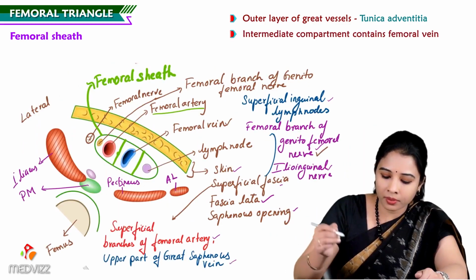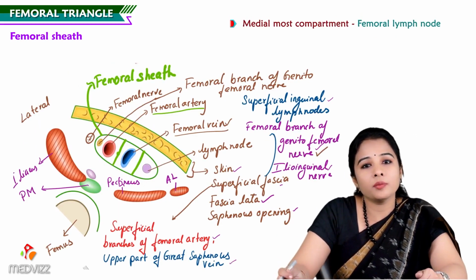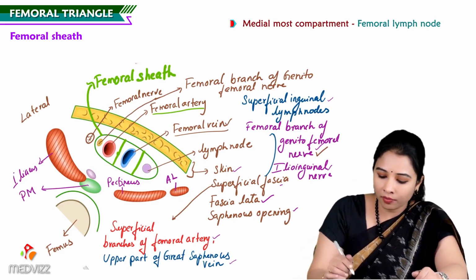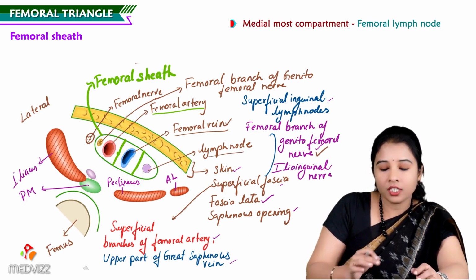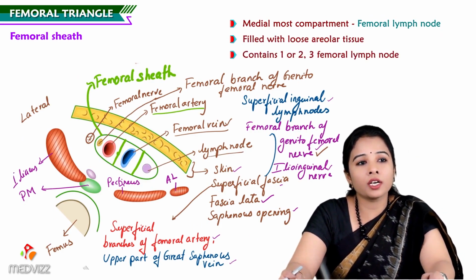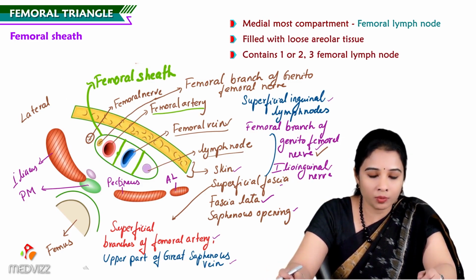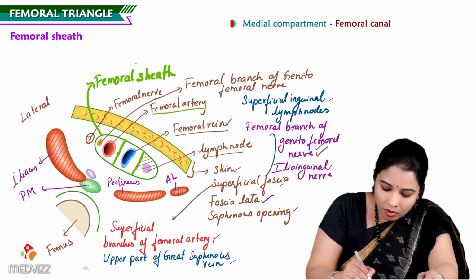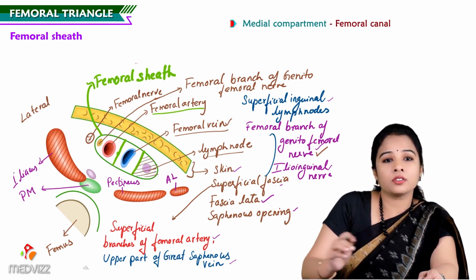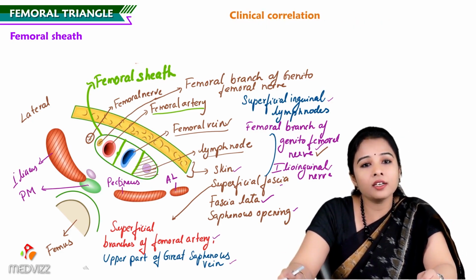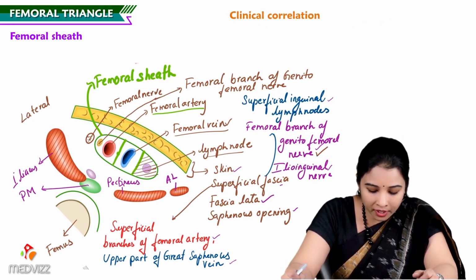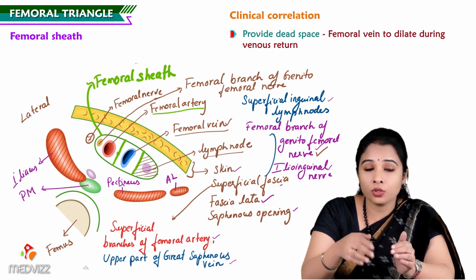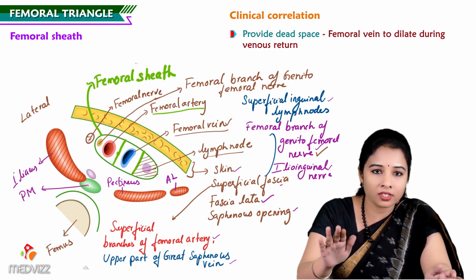The intermediate compartment contains the femoral vein here, and the medial most compartment is almost empty and contains the femoral lymph nodes. It is filled with loose areolar tissue and contains 1 or 2 or 3 femoral lymph nodes. This medial compartment is called the femoral canal. Clinically this femoral canal is very important, as it provides the dead space for the femoral vein to dilate during venous return. That is the normal action actually.